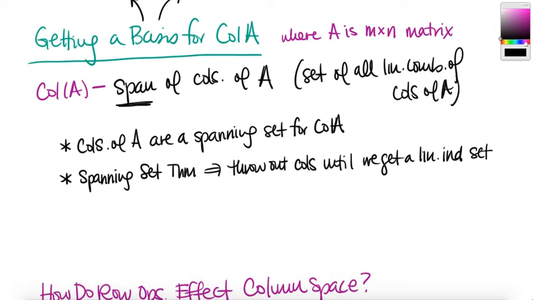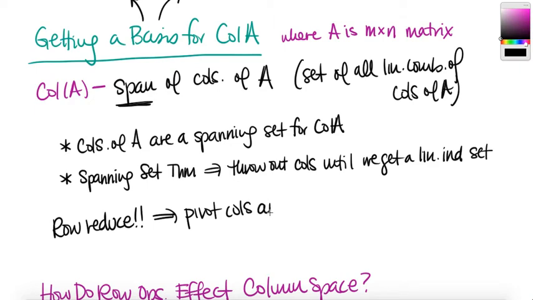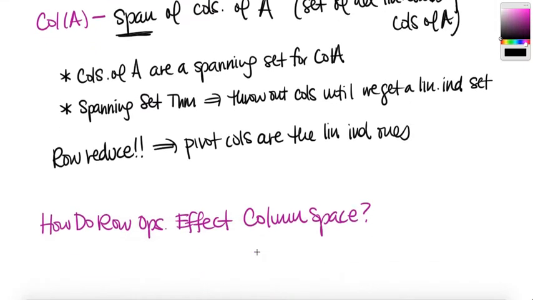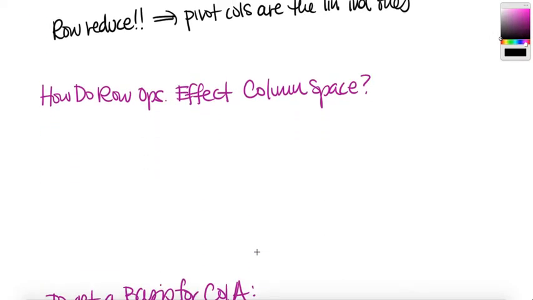So if you remember, how do we figure out linear independence of columns of a matrix? We're going to row reduce. So we'll row reduce, right? And the pivot columns are the ones that are linearly independent. So we're going to row reduce and find the pivots, just like we do for lots of other things in linear algebra. But we have to think about first, how do row operations actually affect the column space?